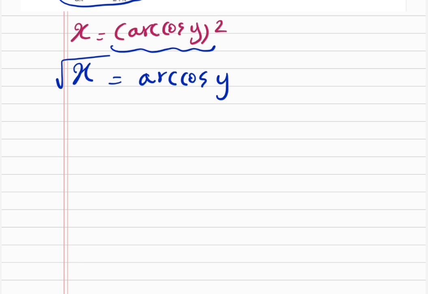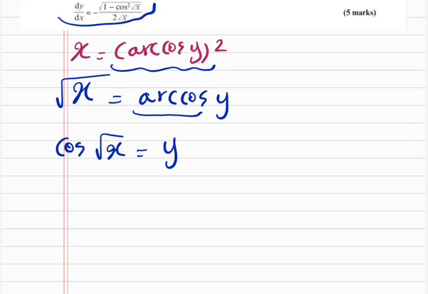Now, here we have arccos y, and we can take the cos of both sides. That allows us to have cos root x is equal to just y, because cos and arccos cancel each other out. And now it's a very standard differentiation, because we just need to use the product rule at this point. So sorry, I meant the chain rule, not the product rule.